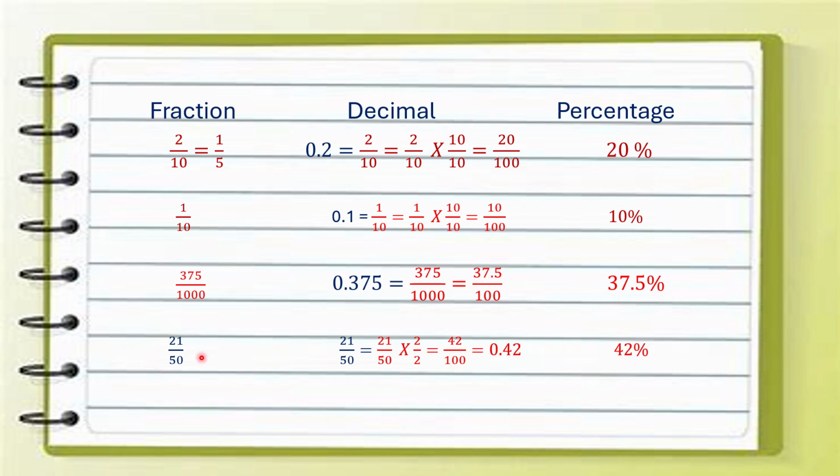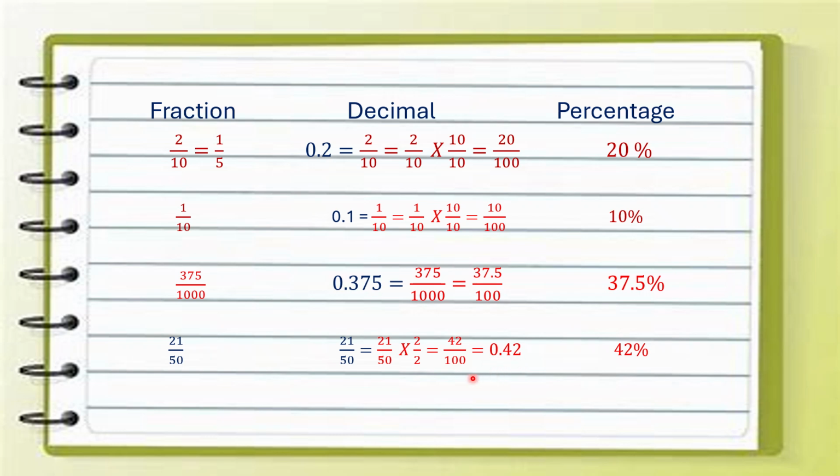Now they have given the fraction question, that is 21 by 50. We have to convert this into decimal as well as percentage. So 21 by 50 equals, we are multiplying by 2 by 2. Why am I multiplying by 2 by 2? Because I am making the denominator 100. So what number we multiply in the denominator, the same number we should multiply in the numerator too. So 21 into 2 is 42. 50 into 2 is 100. So 42 by 100, how can we write it as a decimal?